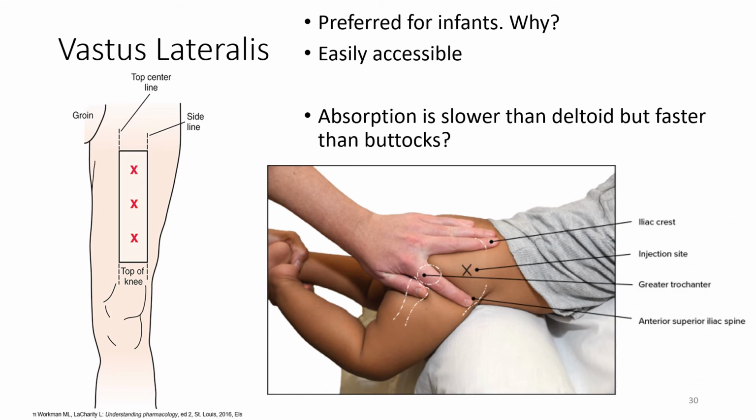Okay, so the vastus lateralis again is also easy to access. Now, the absorption is a little bit slower than the deltoid, but it's faster than the buttocks. Okay, so just understand that the vastus lateralis is one of the most developed. It's the easiest to access, and there's a smaller margin of error in hitting that site than the others.